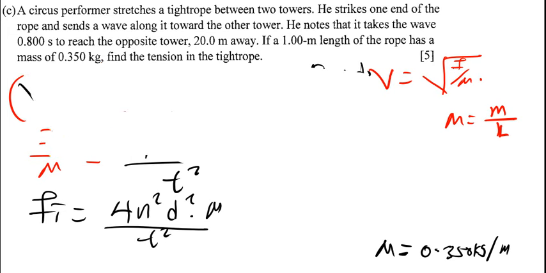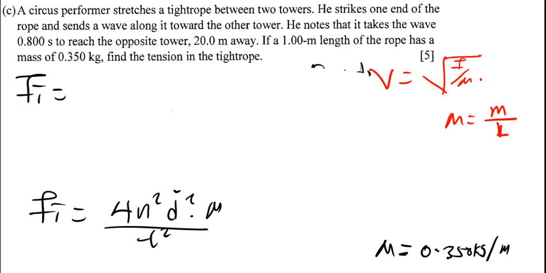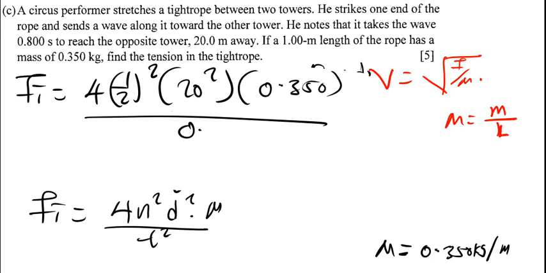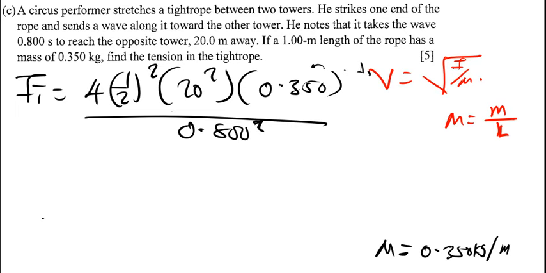Let's try to plug in the values. So the tension force will be equal to 4, then n, the number of rounds. We say it is half, but we have to square it. d is 20, but we have to square it. The mu value is 0.350, but we don't have to square it. The time is 0.800, but we have to square it. So let's see the tension we're going to have.